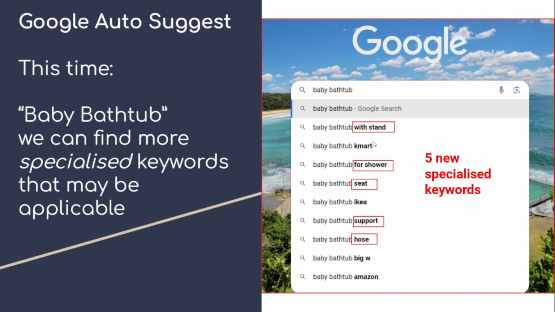Okay, so now we're going to go to Google. So we're going to type in baby bath tub to drill down a bit so we can get some more specialized keywords. So here we've got 5 more with stand for showers, seats, support, and hose. So make a note of those.